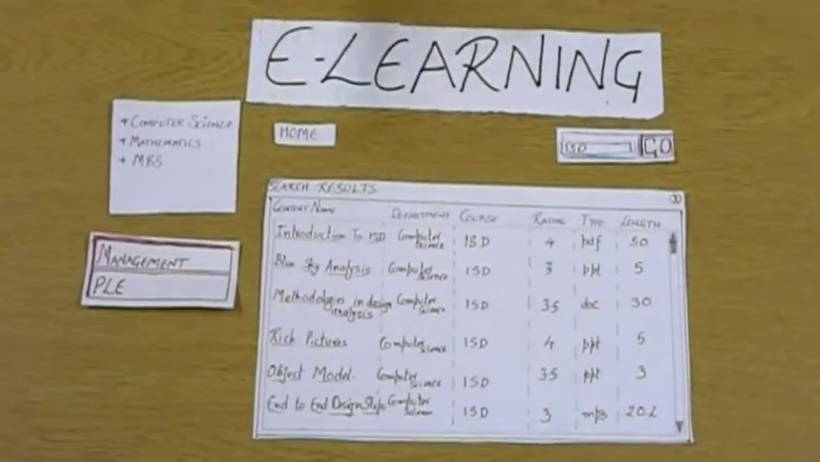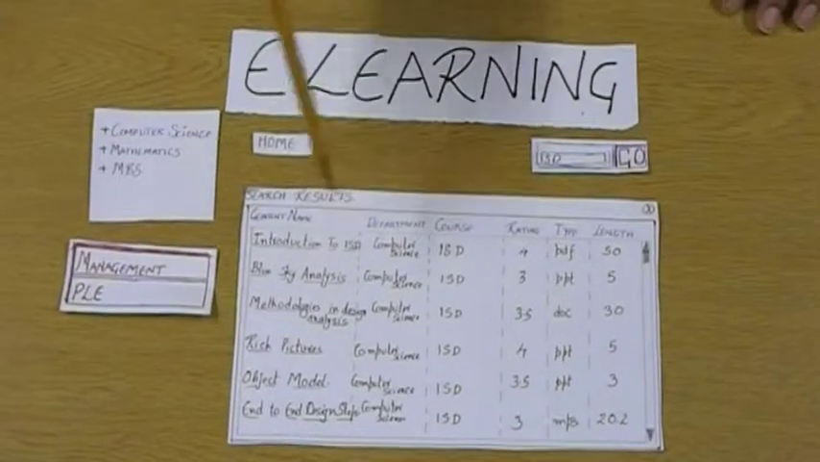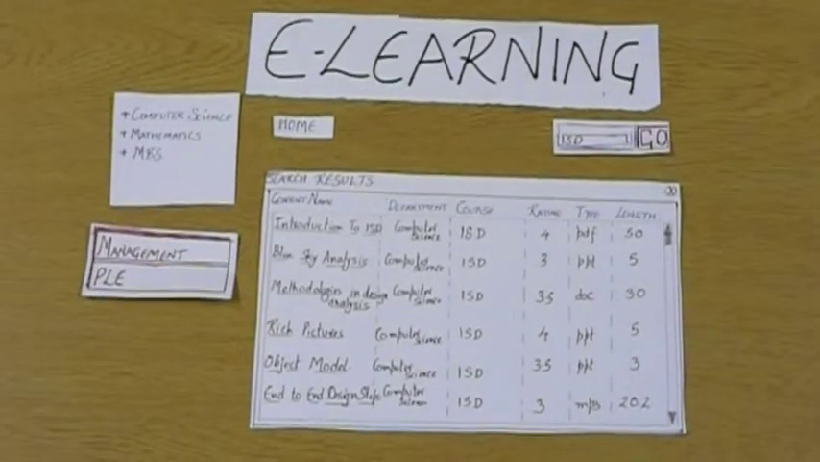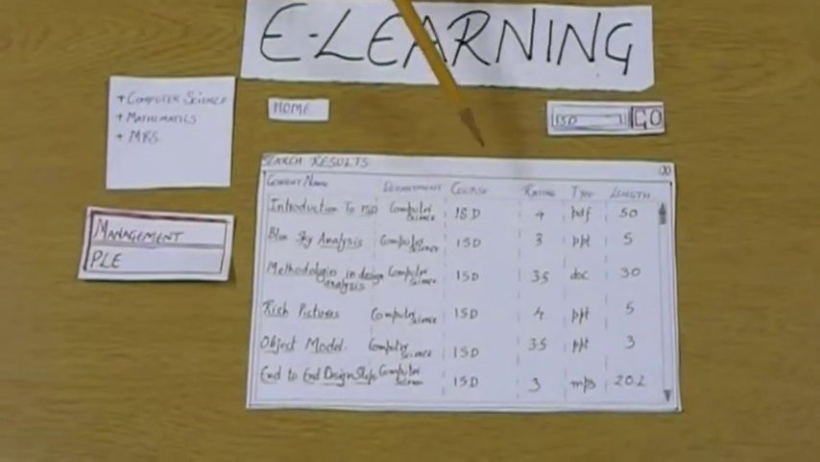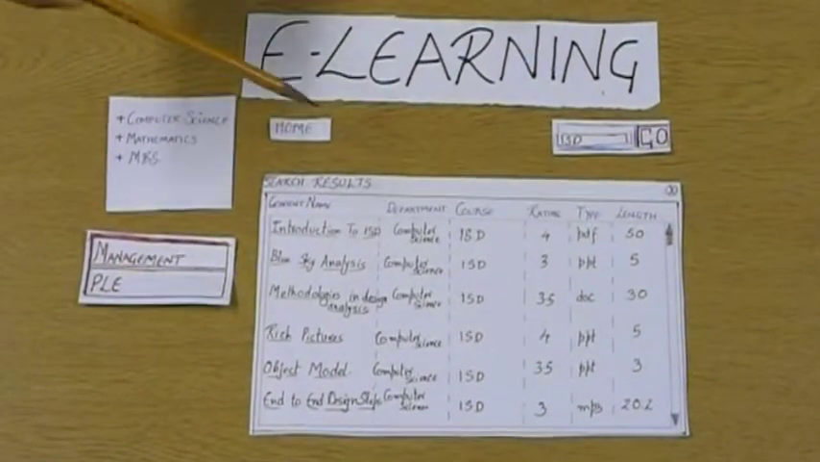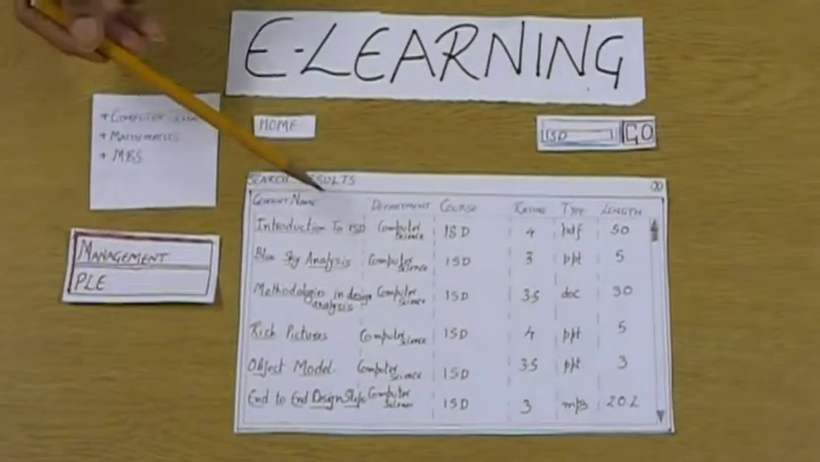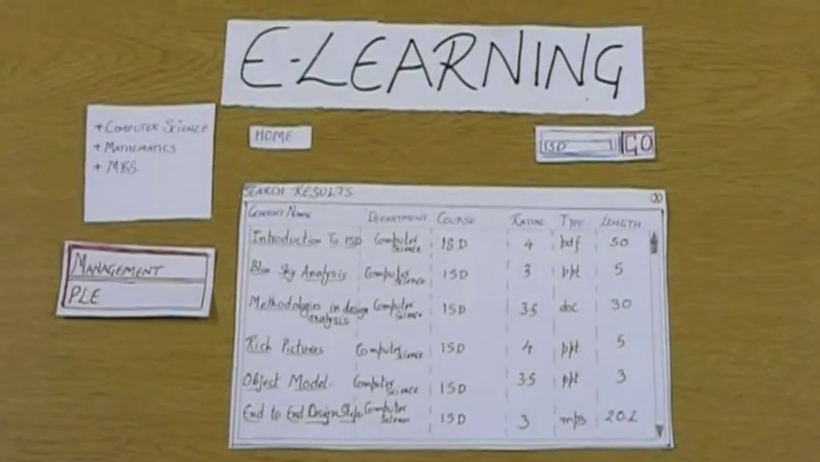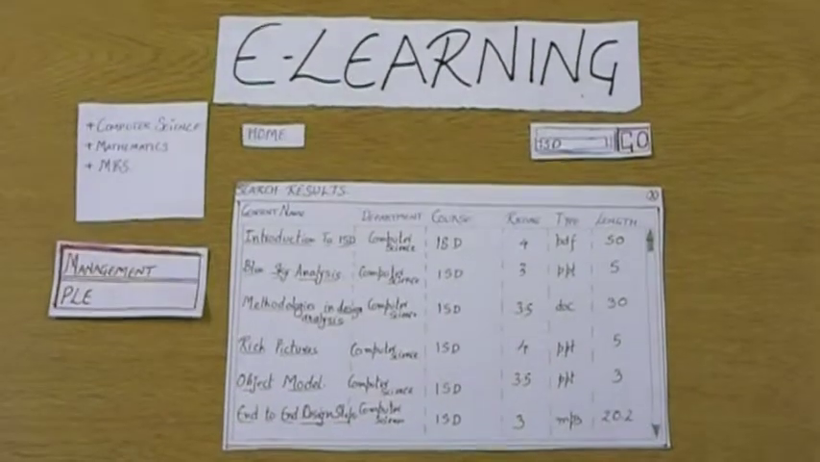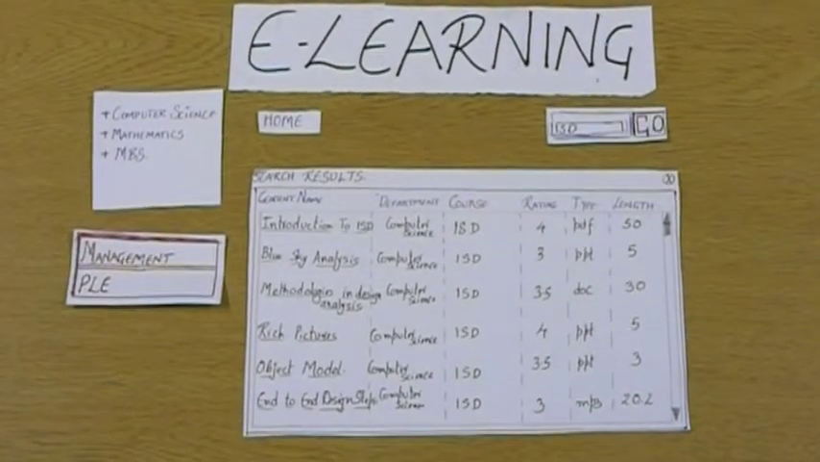Okay, so now what do we have here? Now that I have searched, I can see probably all the contents and the courses which have ISD in them, or even the tags of a content which have ISD. See, these are all the contents, and once you click on a content, you'll be redirected to the particular content. This, as you have seen, is the entire functionality of the e-learning system.